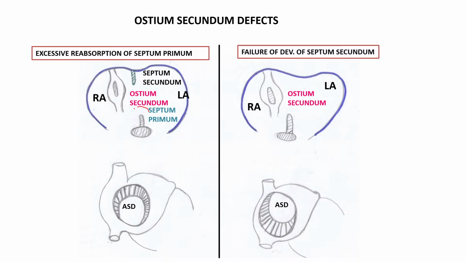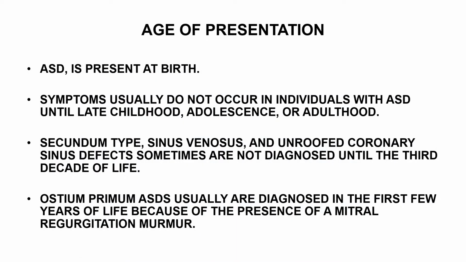First, the septum primum is very small because of excessive reabsorption of the septum primum, and second, when the septum secundum has not developed. In both conditions, a large opening is present between the right and the left atrium. As the pressure in the left atrium is very high, and if this opening remains large, there will always be a shunting of the blood from the left to the right atrium. So, these are the atrial septal defects.